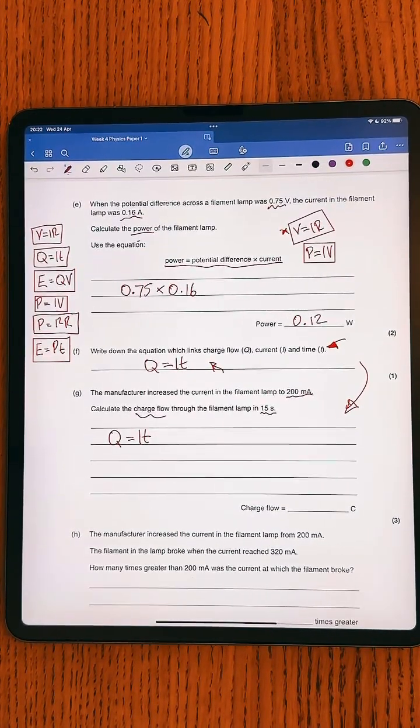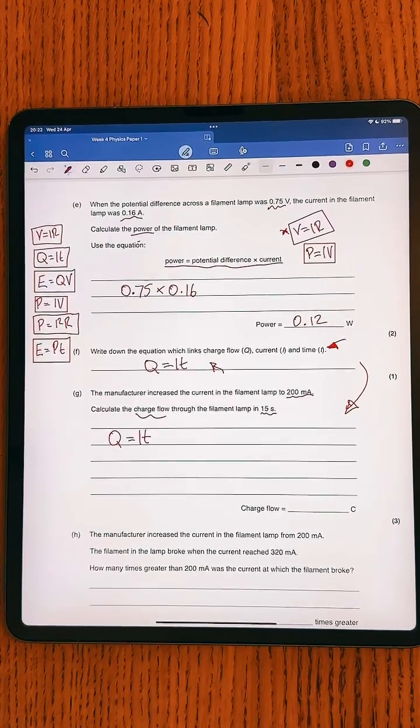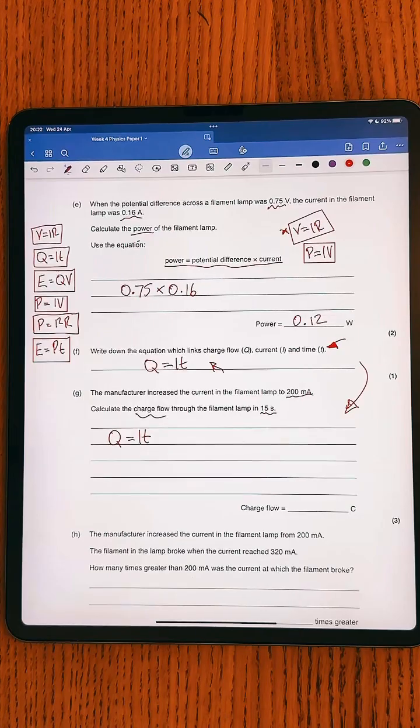Have you done the biology paper 1? So I'll go through biology paper 1 next week. Next week's live will be biology paper 1.